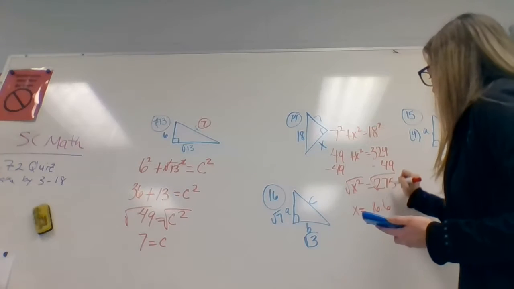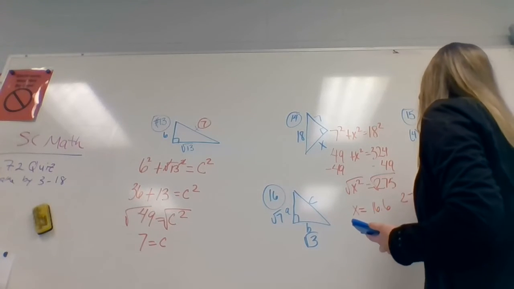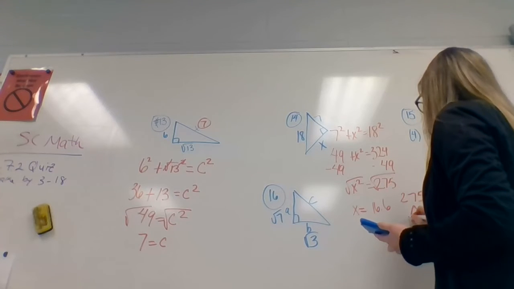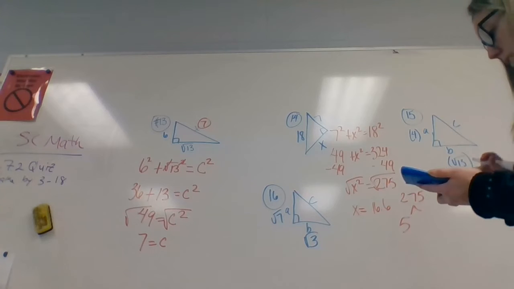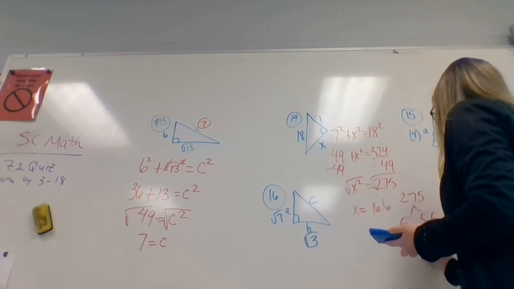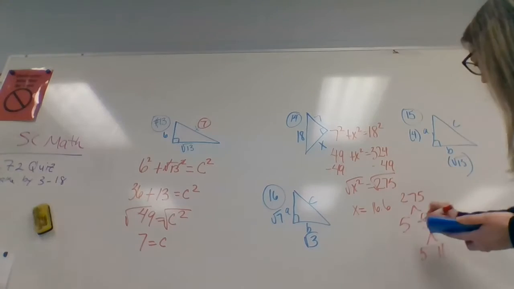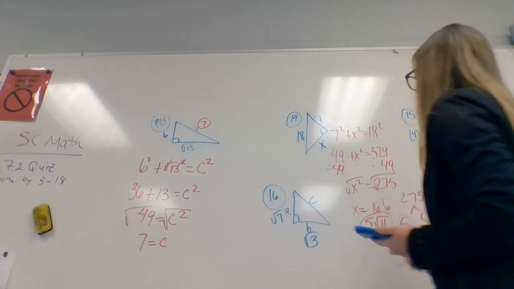If you wanted to, though, you could do the tree. You could do a radical. So let's try that. 275. And I know that 5 goes into it because it ends in a 5. So I'm left with 5 and 55, 5 and 11. So 5 times 11. Or it could be 5 root 11.